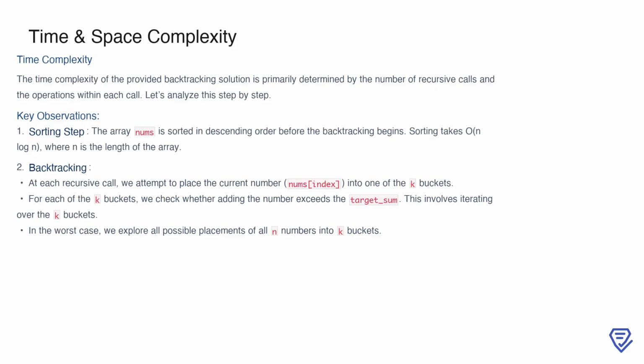At each recursive step, the algorithm attempts to place the current number into one of the k buckets. For each bucket, we check if adding the number exceeds the target sum. This means that in the worst case, we explore all possible ways to distribute the n numbers into k buckets, which greatly influences our time complexity.